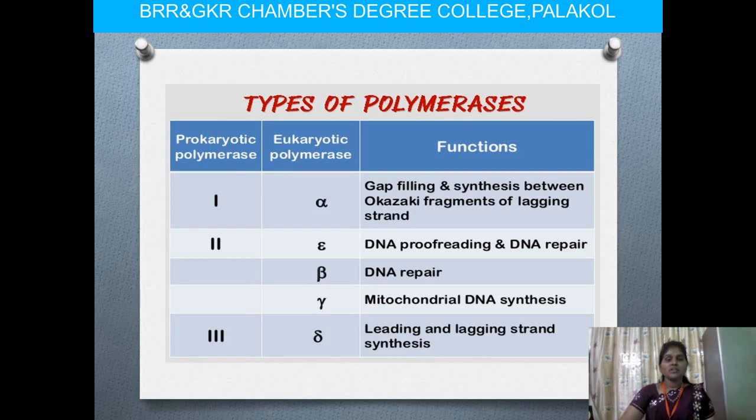First, polymerase 1 is used for gap filling, and it is also used for the synthesis of Okazaki fragments of the lagging strand. Polymerase 2 is used for proofreading, and it is also used for DNA repair. Polymerase 3 is used for producing leading and lagging strands in the replication process. Among the eukaryotic polymerases, beta is used for DNA repair and gamma is used for mitochondrial DNA synthesis. These are the different types of polymerases.